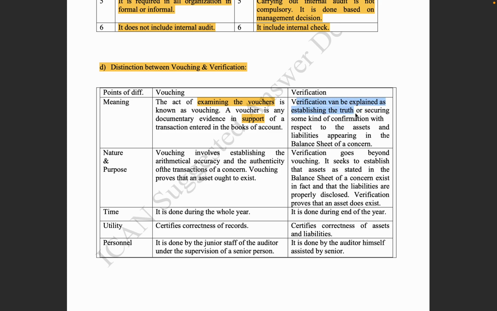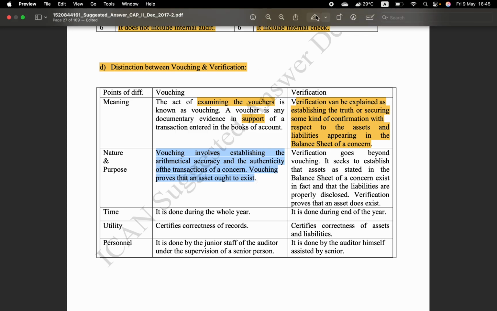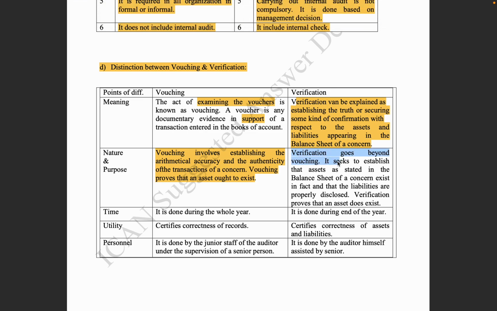Verification can be explained as establishing the truth and securing some kind of confirmation with respect to assets and liabilities appearing in the balance sheet of the concern. Nature and purpose: vouching involves establishing the mathematical accuracy and authenticity of the transactions of the concern. Vouching proves that the asset ought to exist. Verification goes beyond vouching. It seeks to establish that assets as stated in the balance sheet of the concern exist in fact and that the liabilities are properly disclosed.